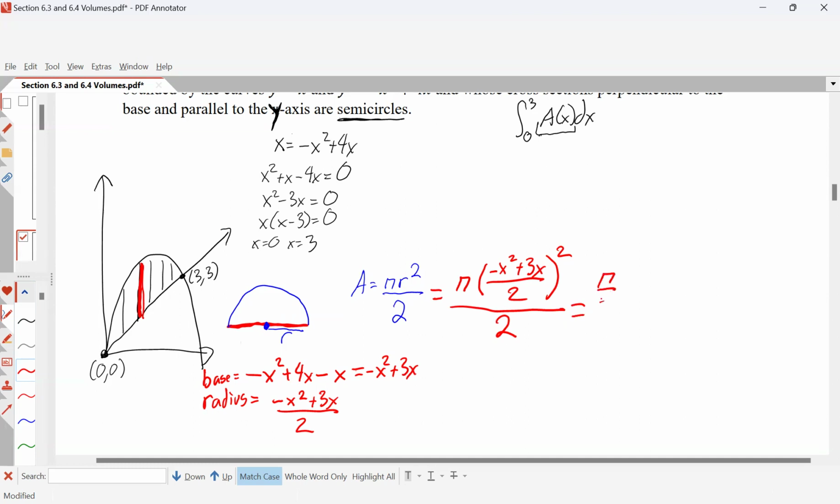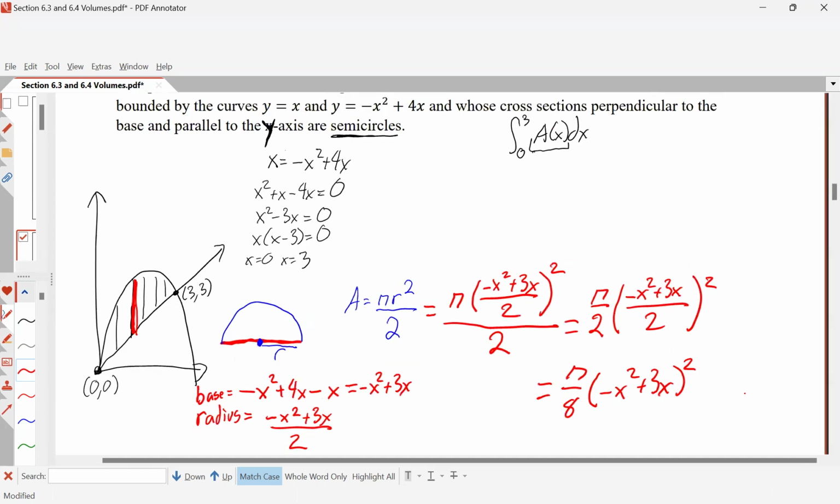Simplifying this down, we have pi over 2 times negative x squared plus 3x over 2 squared, or pi over 8 times negative x squared plus 3x squared. There is our area that we can plug into our integral, saying that our integral is the integral from 0 to 3 of pi over 8 times negative x squared plus 3x, all of that squared dx.